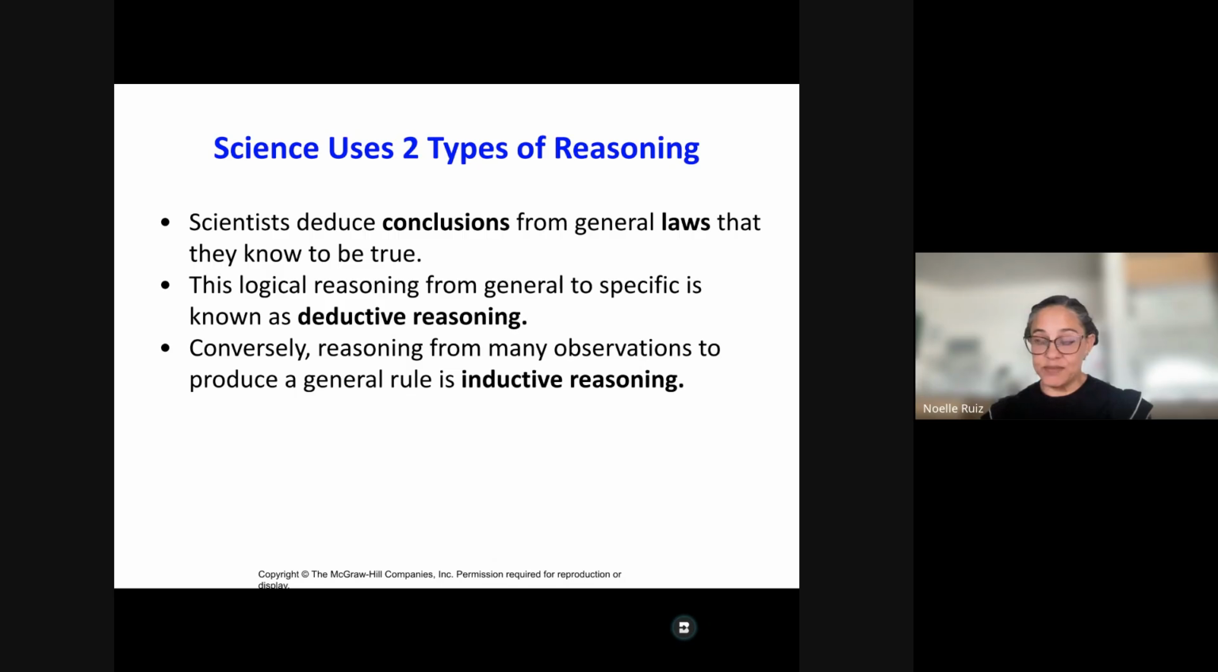Scientists use two types of reasoning. They go from small to big and then from big to small. So scientists deduce conclusions from general laws that they know to be true. This logical reasoning from general to specific is known as deductive reasoning. And then on the opposite end, reasoning from many observations to produce a general rule is called inductive reasoning.